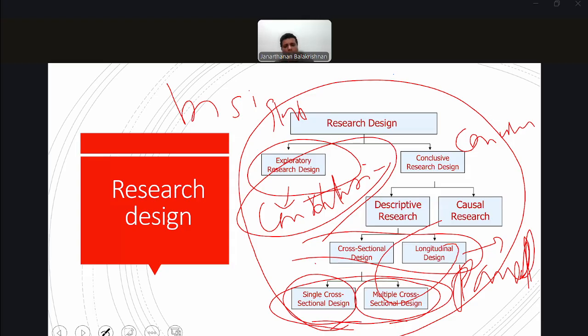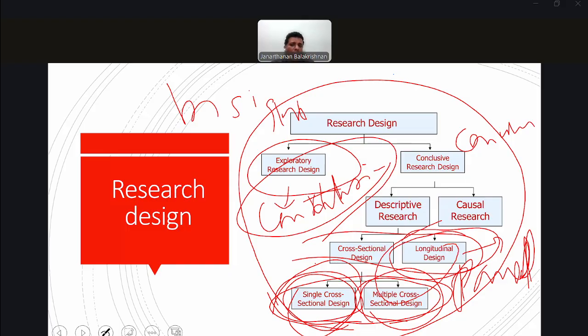If you collect data at one point of time, from any sample, that is single cross-sectional. So whenever you write a paper and you have collected data, most of the time it is single cross-section. And if you have done data collection at different time intervals, with different samples, that becomes multi-cross-sectional. Imagine a case where you have collected data from the same sample, but at different intervals; that becomes longitudinal design.